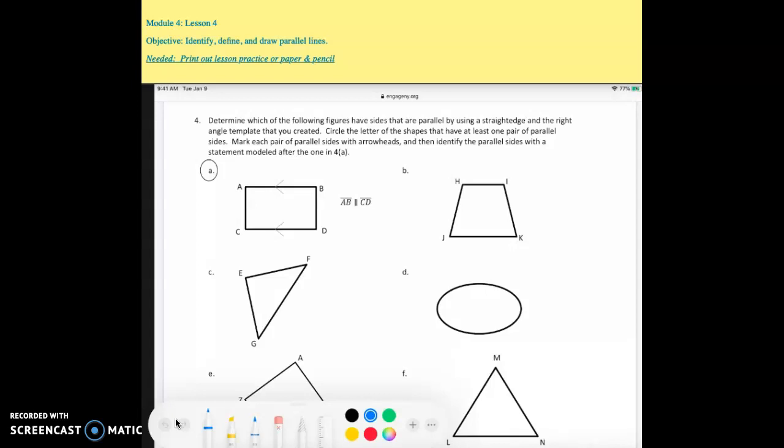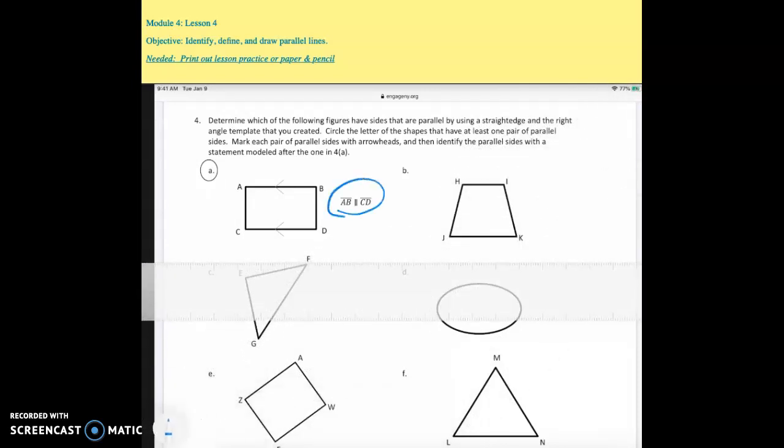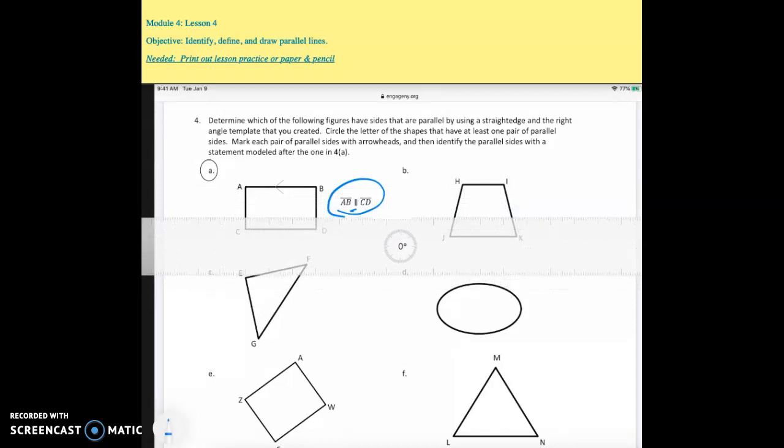All right, determine which of the following figures have sides that are parallel by using a straight edge and the right angle template that you created. And when they say right angle template, that's just like the corner of a paper or something with a square on it. So we're going to write down which lines are parallel. And look here, we have a new symbol. Those two lines right there mean parallel, and that's what we will put in between the two lines. All right, so they said AB is parallel to CD. That is correct.